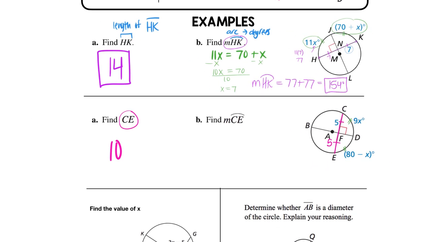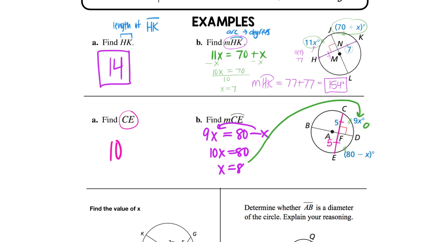And then to find the arcs, you can just set those two pieces equal to each other. 9x equals 80 minus x, and then we'll quickly solve this. I'm going to move this x to the other side. 10x equals 80, x equals 8, and then you can plug that back in. So I'm going to plug it in right here. 9 times 8 is 72, so the arc CE would be 2 of those, right? So 2 times 72, or 72 plus 72, so 144.